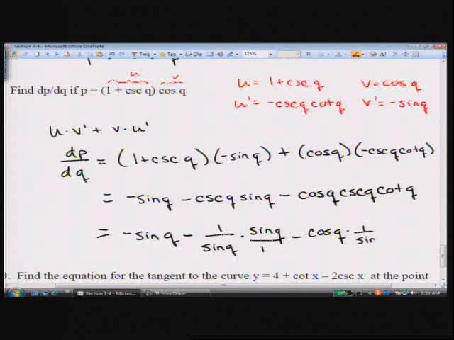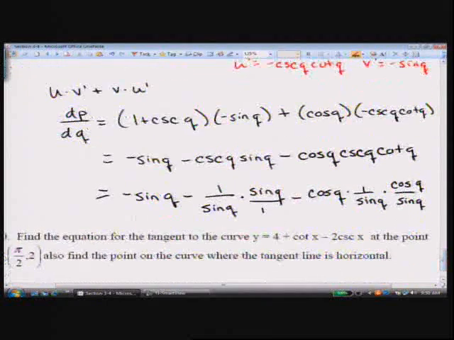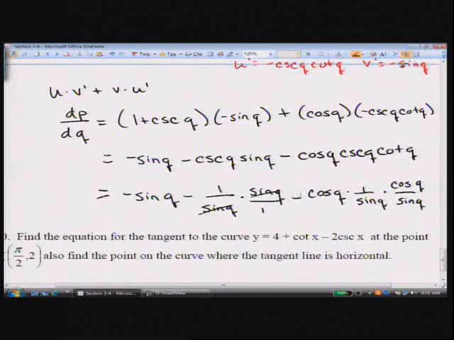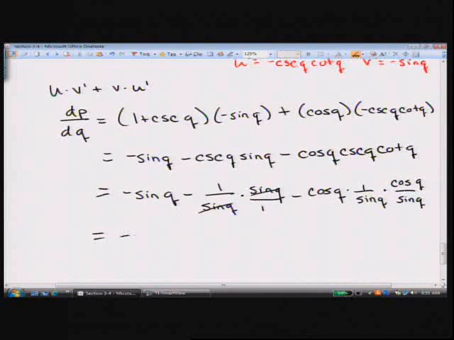cosecant is 1 over the sine of q, and cotangent, what's cotangent? It's cosine q over sine q. Okay, so let's see what we got. We can cancel this, so that's going to be minus 1. This is kind of fun because you're going to have cosine squared q over sine squared q, right? So we have this negative sine q, and we have the minus 1, and then we have minus cosine squared q over sine squared q. But we remember that that's cotangent.